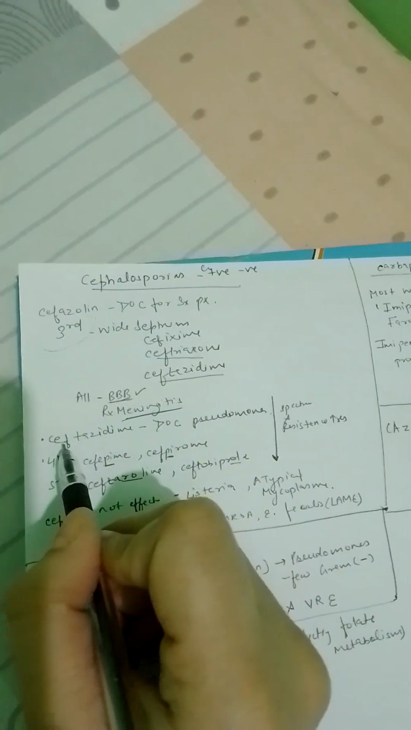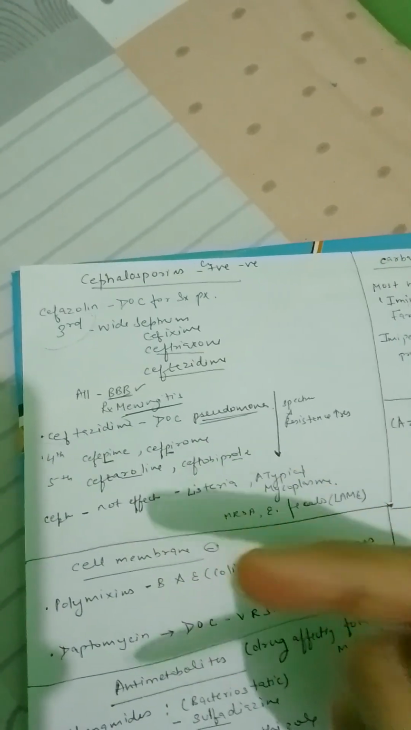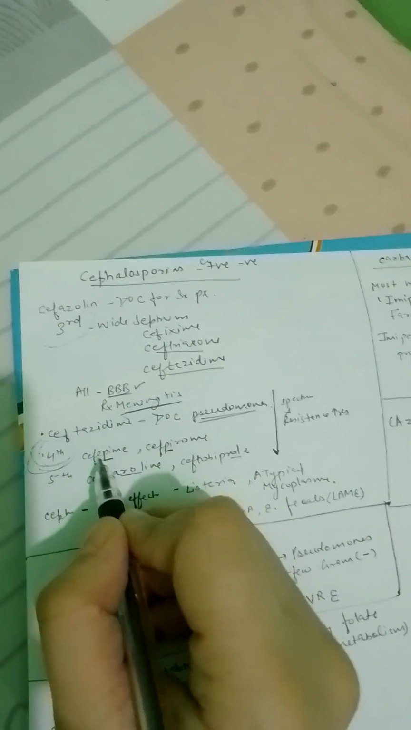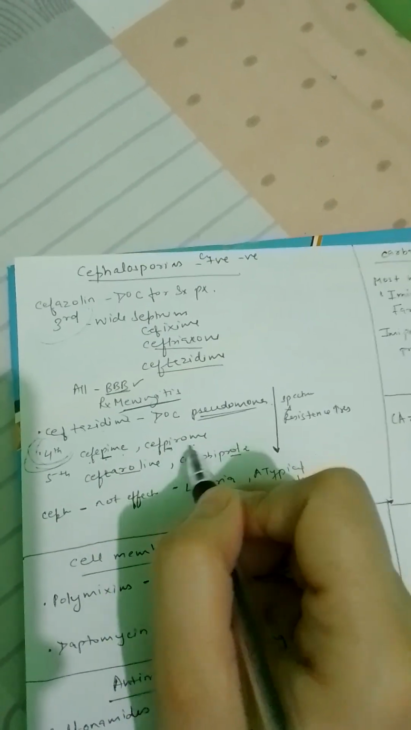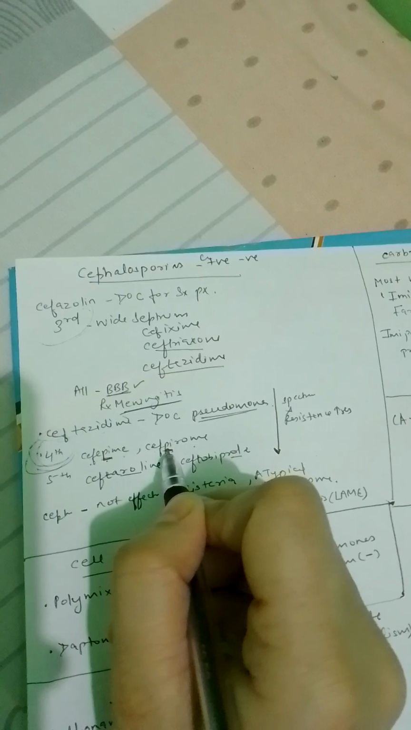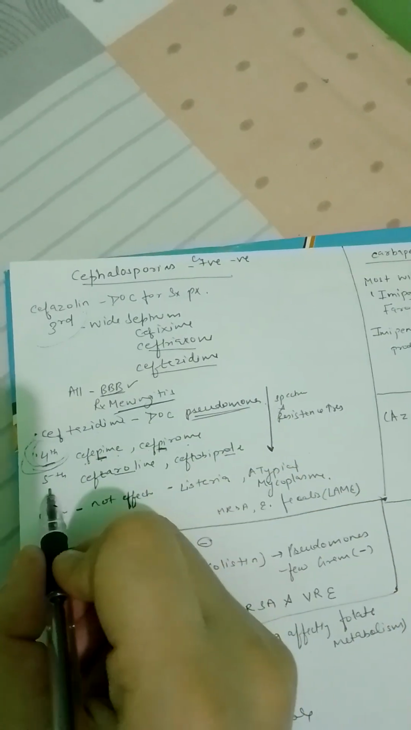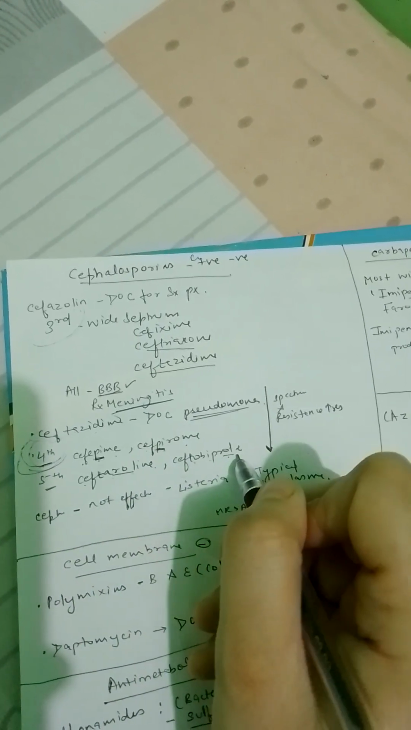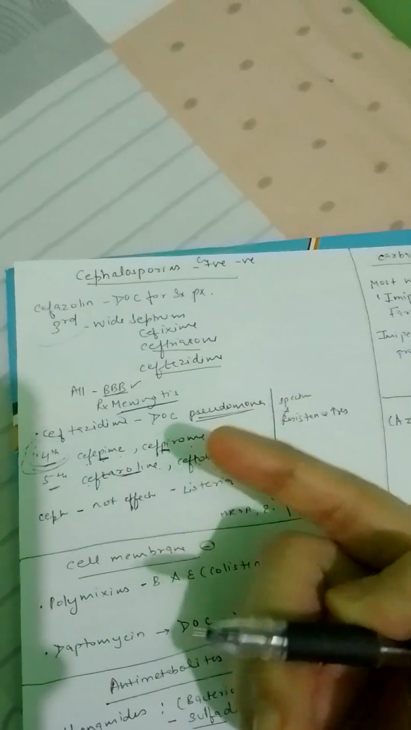Okay, now another one is ceftazidime. Ceftazidime is a drug of choice for pseudomonas. Then in the fourth generation cephalosporins, there can be cefepime and cefpirome. As a mnemonic, this "pi" is coming in the fourth generation. Then in the fifth generation there will be ceftaroline and ceftobiprole. So these "role" and "prole" in the names are coming in the fifth generation cephalosporins.